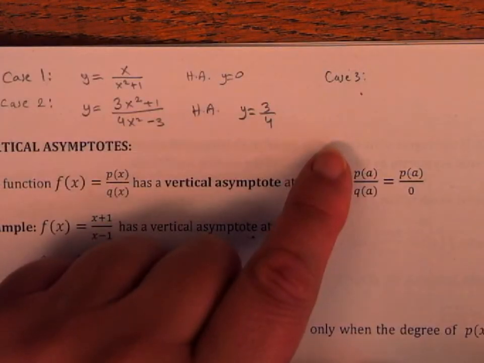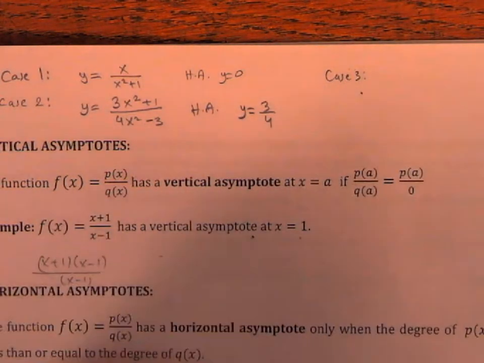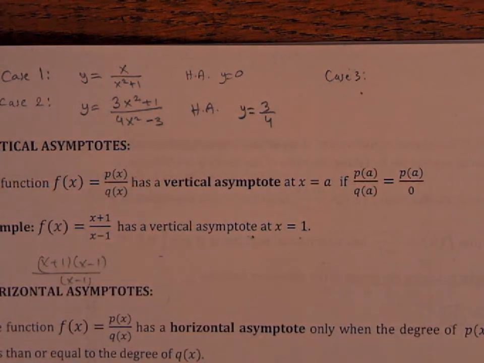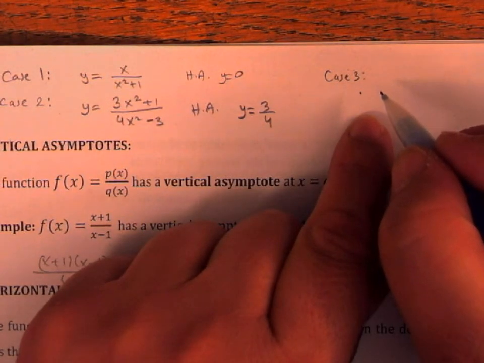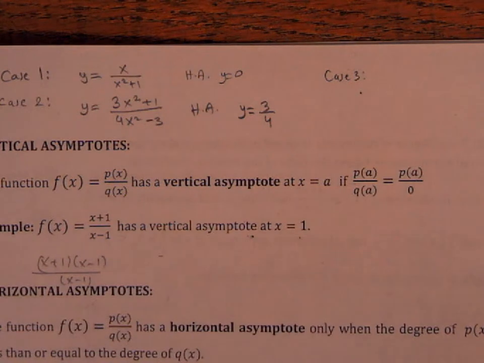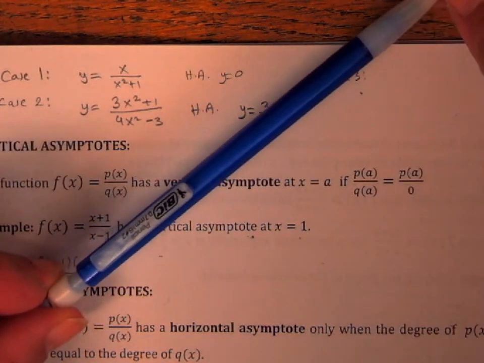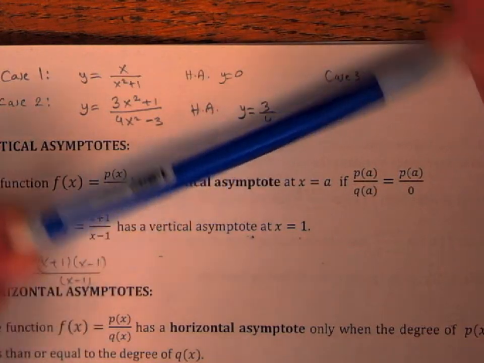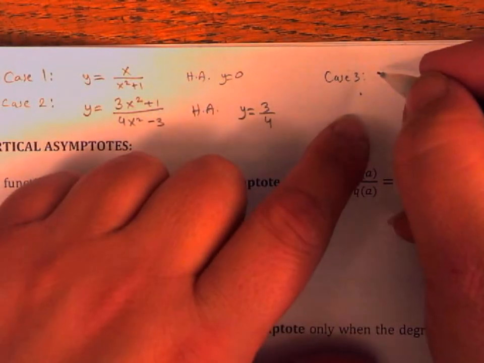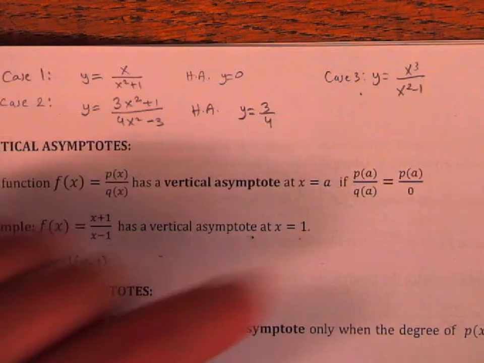Case 3, if you have again a rational function but the degree of the numerator is 1 more than the degree of the denominator, then you have an oblique asymptote. Oblique asymptote, you haven't seen it until now. But instead of a horizontal asymptote, you will have an asymptote that has a slope. It's not a horizontal line, but it's another line that has a certain slope. Okay, so that is case 3. Let me give you an example. Let's say you have x cubed over x squared minus 1.